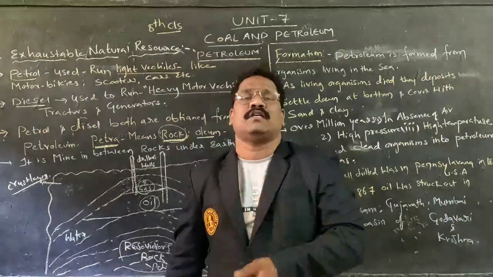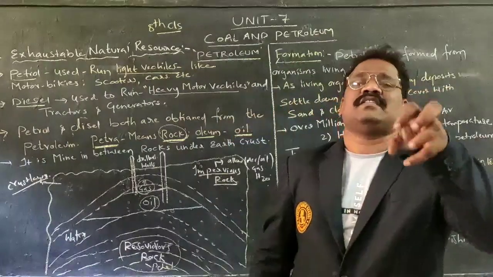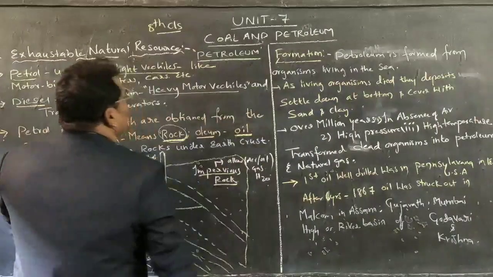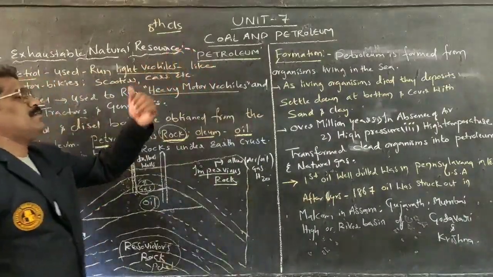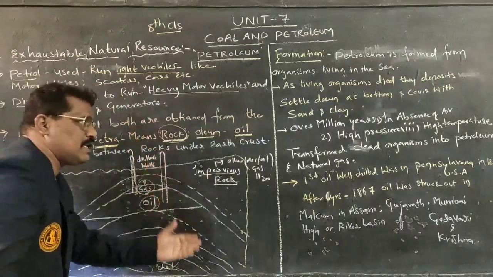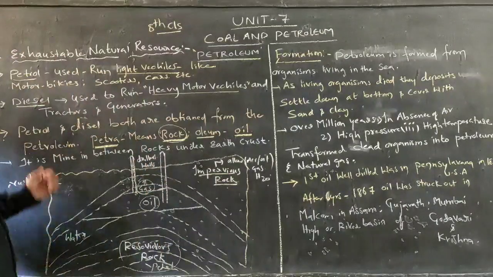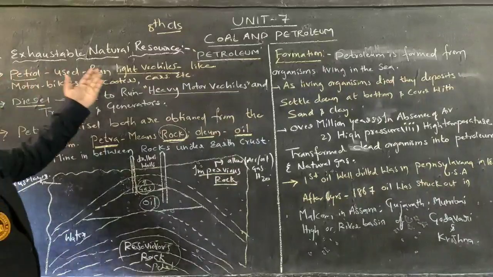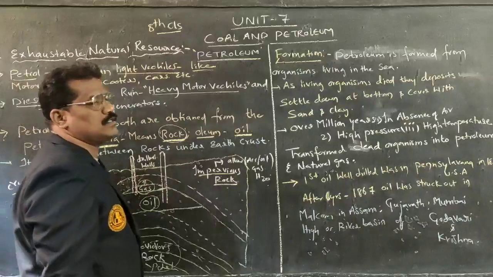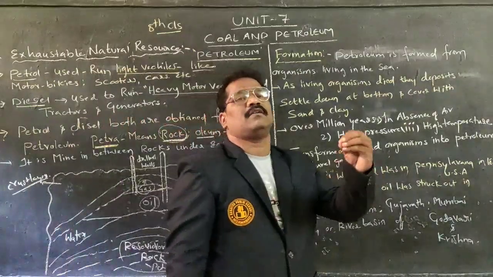Today we are going to discuss another substance. That substance is nothing but what? Petroleum. Petroleum consists of two different products called petrol as well as diesel. So many products exist. Within that, petrol is used to run light vehicles like motorbikes, scooters, cars, and so on.